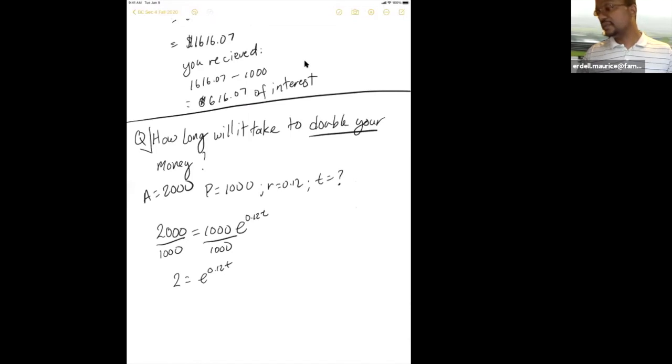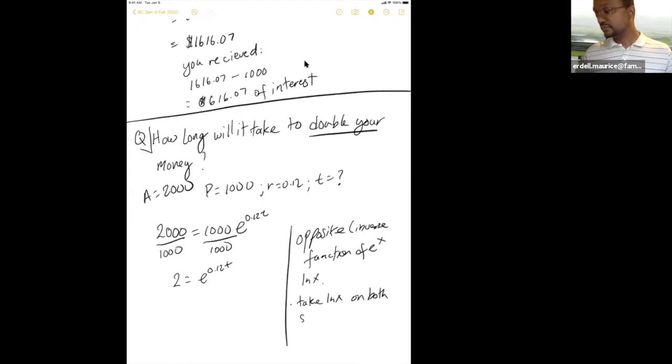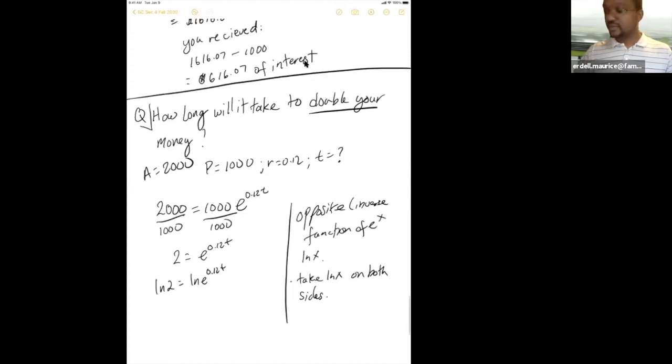Now we have to remember that the opposite of e is ln, or the inverse function, ln x. And so what I do is I take ln on both sides. And so that will leave me with ln of 2 equals ln of e to the 0.12t. Now, ln and e are inverse functions, and so they will cancel each other out. And so that will leave me with ln 2 equals 0.12t. And then all I have to do is simply divide by 0.12.